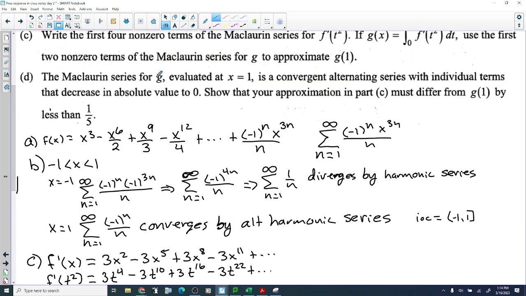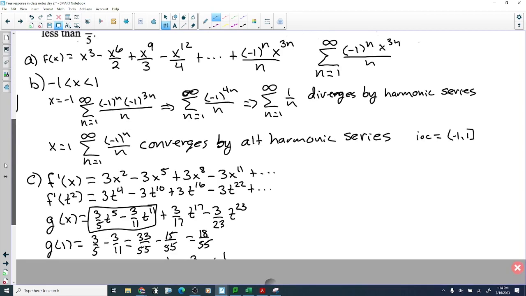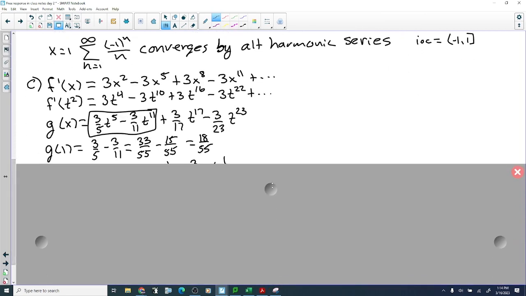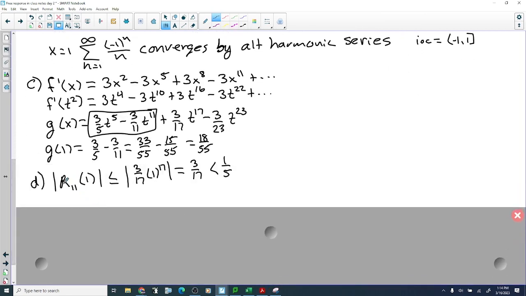The Maclaurin series for g evaluated at x equals 1 is a convergent alternating series with individual terms that decrease in absolute value to 0. Show that your approximation in part C must differ from g of 1 by less than 1/5. So they're talking about error. So we need to just evaluate the next term. So the error in an 11th degree polynomial evaluated at 1 is less than or equal to the value of the next term, 3/17. So 3/17 is less than 1/5.